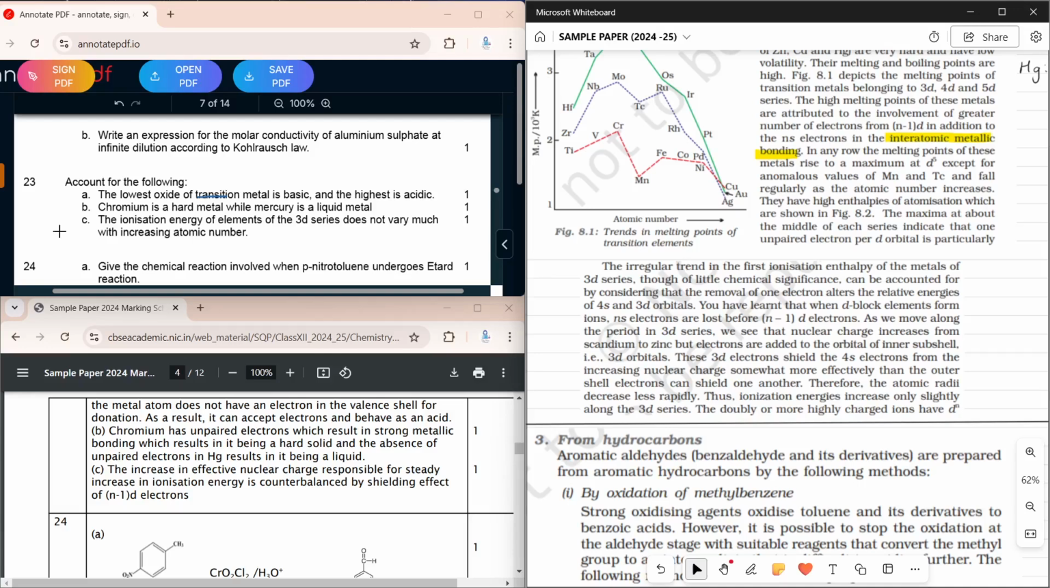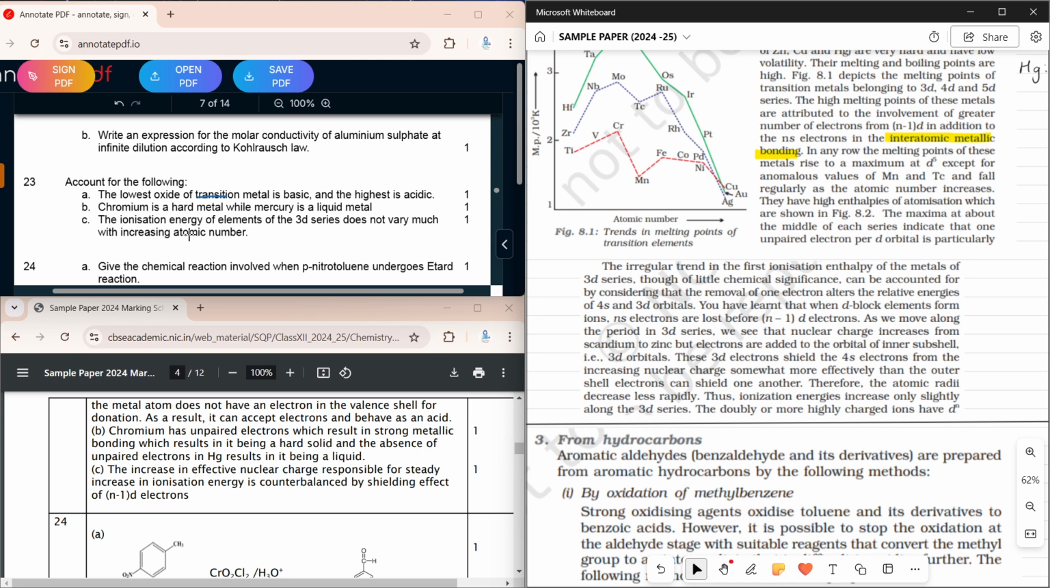Okay. Now the last question. The ionization energy of elements of the 3d series does not vary that much with increasing atomic number. Till now, whenever we've talked about the periodic table, the one thing that has been consistent is that when you have an increase in atomic number, the ionization energy also changes. But the ionization energy for the 3d series does not vary much.